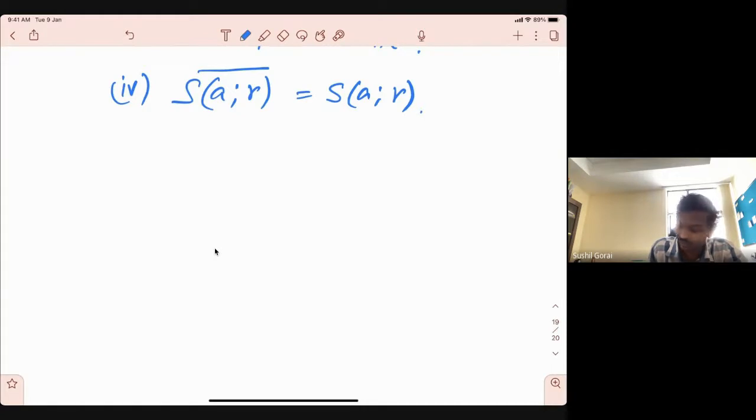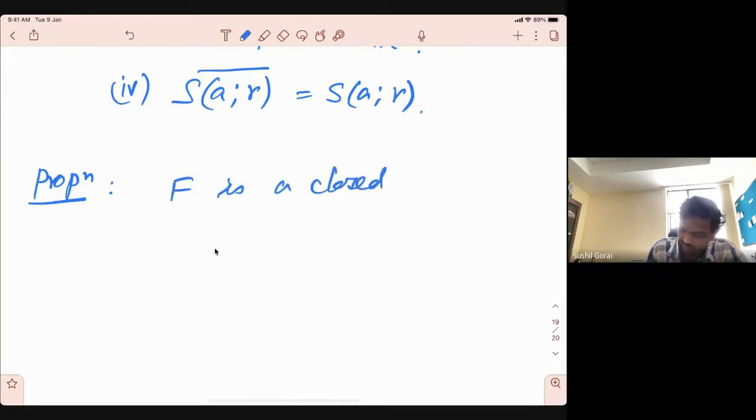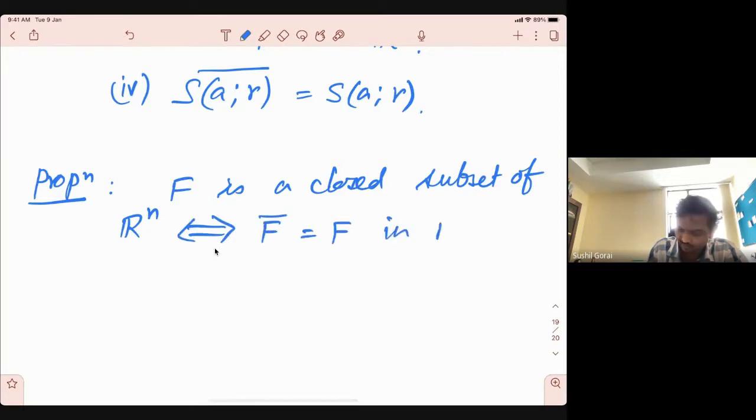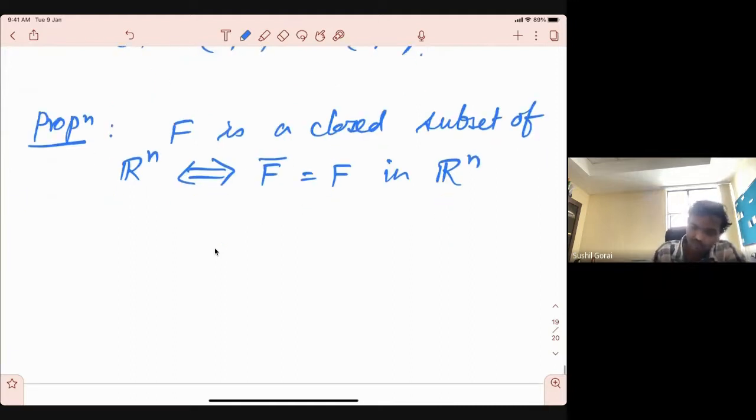Now let me state a proposition. We have 2 minutes. And this is, you know, in R, and this is true in R^n also. F is a closed subset of R^n if and only if F closure is equal to F in R^n. Right? Do you know the proof of it?